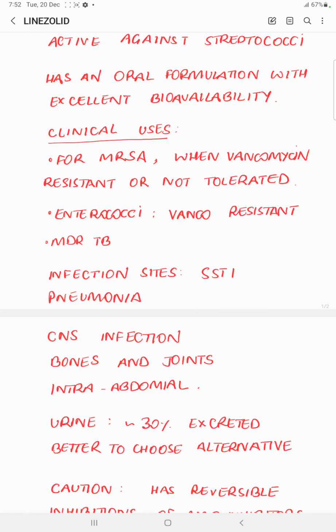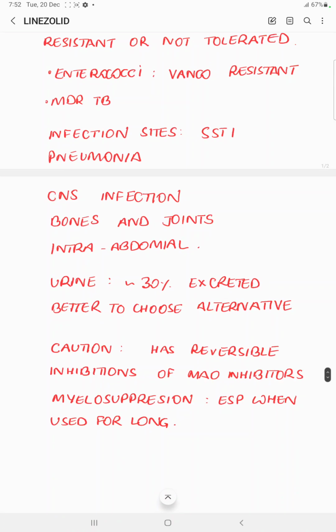In terms of infection sites, skin and soft tissue infections, pneumonia, central nervous system infections, bones and joints, intra-abdominal infection, you can use it everywhere. Intra-abdominal mainly because enterococci could be one of the organisms. Urinary involvement is generally related to devices, with staph and enterococci.